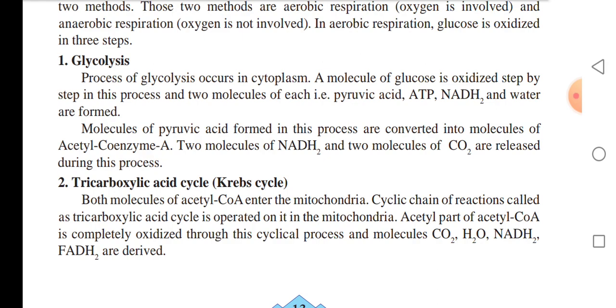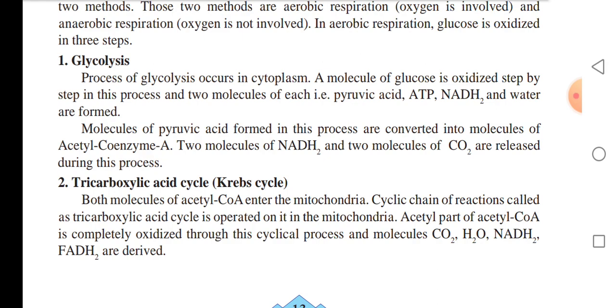Second is tricarboxylic acid. Can you repeat after me? Tricarboxylic acid. That is also known as citric acid cycle, citric cycle, or Krebs cycle. Most common is Krebs cycle or TCA cycle. So both molecules of acetyl CoA enter the mitochondria. A cyclic chain of reactions called the tricarboxylic acid cycle is operated on it in the mitochondria.